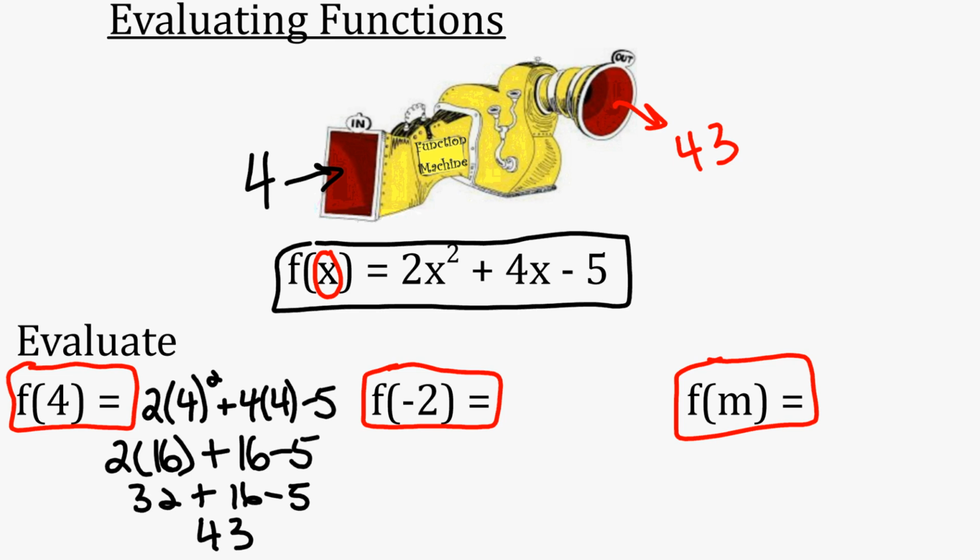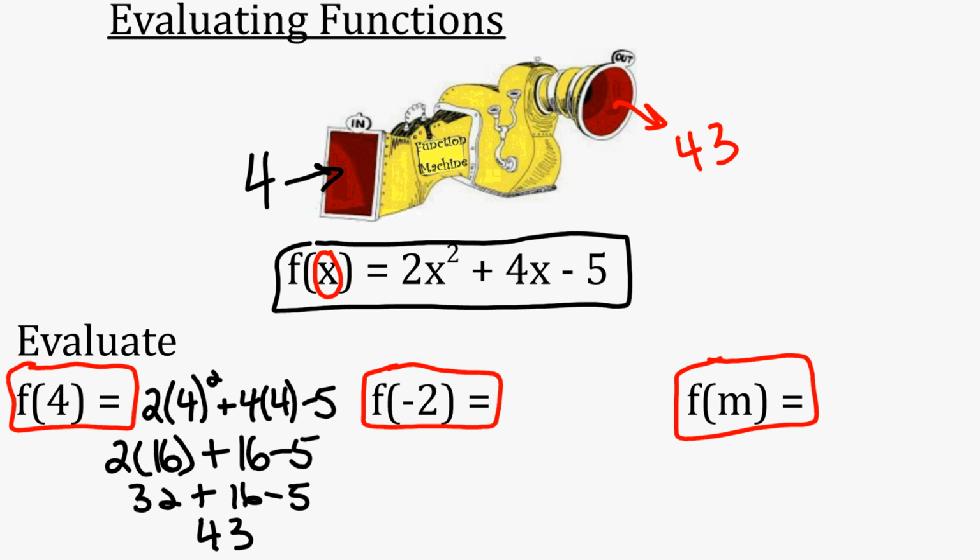Let's say I plugged in another number other than 4. It's possible that you could get a 43 with a different number, but every single time you plug something in, you get only one output. That's the whole idea of this function analogy.